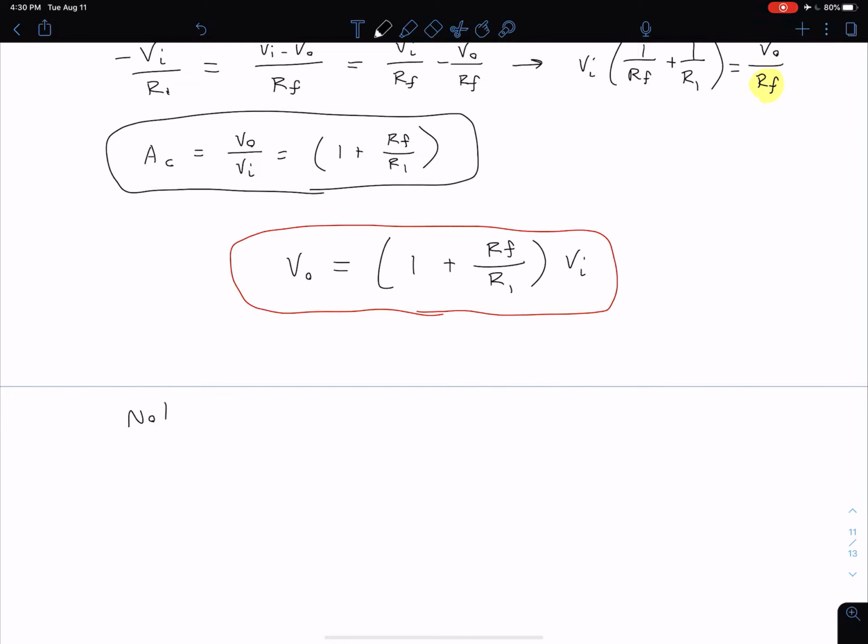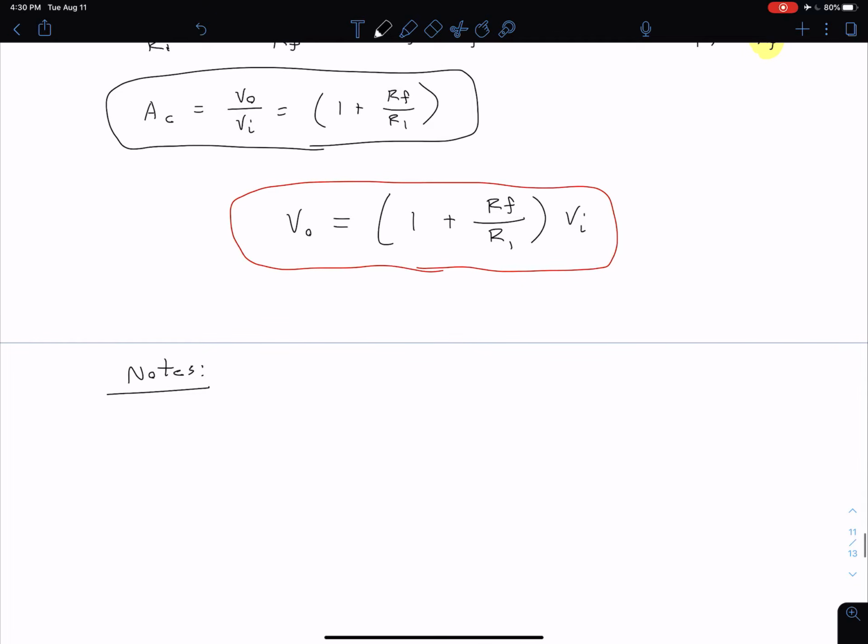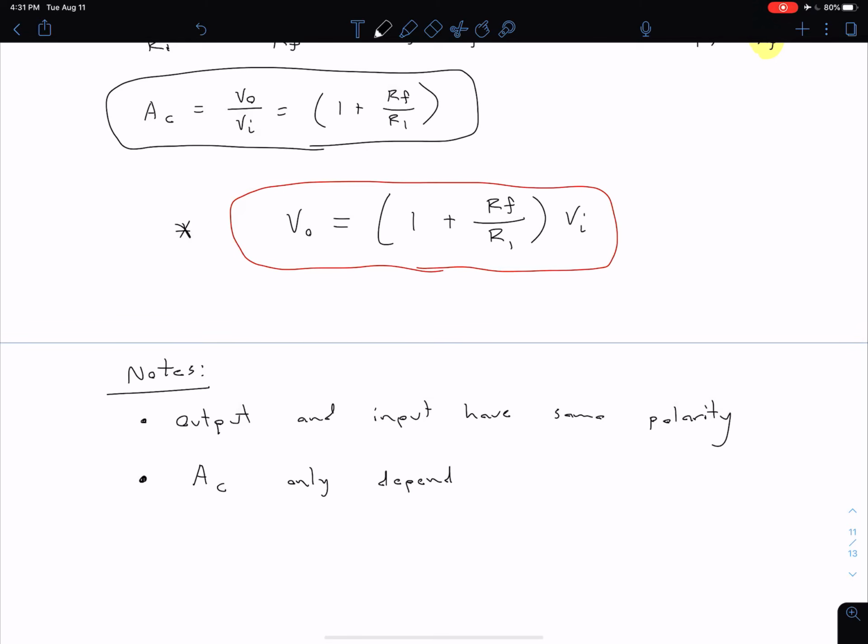Okay, so a couple notes for this general expression as well. So first is that the output and our input have the same polarity. And that's because, unlike with our inverting configuration, we do not have a negative sign in this equation here. So that means we have the same polarity in our output and the input. Again, like we saw for our inverting configuration though, we see that our closed loop gain A sub C only depends on resistors that are external to the op amp. So only depends on external resistors. And so that's good for us because that means that we can design this amplifier to amplify however we want it to.